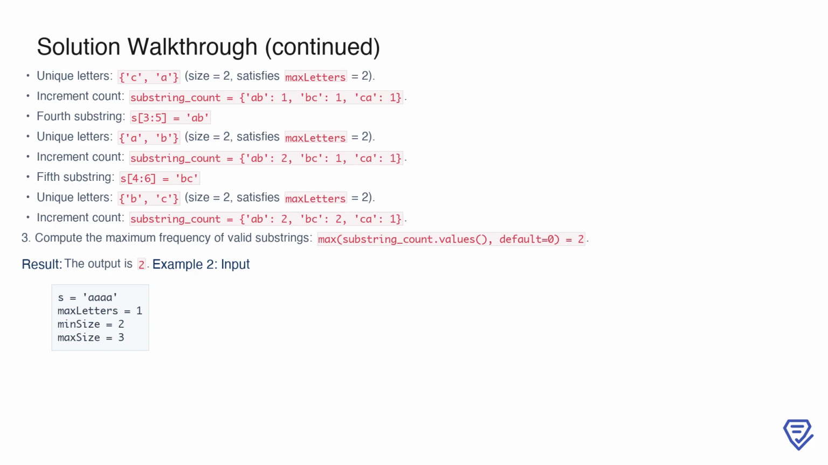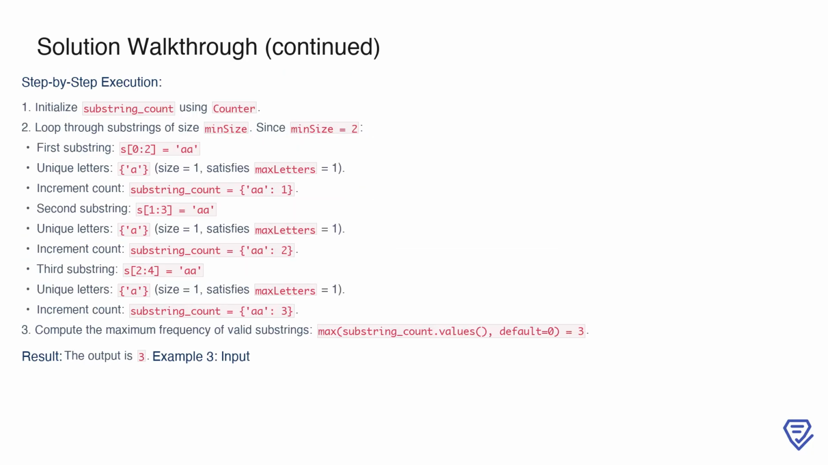Then, we analyze s[3:5] equals ab, which again has 2 unique letters, a and b. This substring occurs again, so we update its count to 2, resulting in ab:2, bc:1, ca:1. Finally, for s[4:6] equals bc, the unique letters are b and c, satisfying the condition. Its count is incremented to 2, and the dictionary updates to ab:2, bc:2, ca:1. Once all substrings of length minSize are processed, we compute the maximum frequency of valid substrings by taking the highest value in substring_count. This gives a result of 2, which becomes the output for this example.